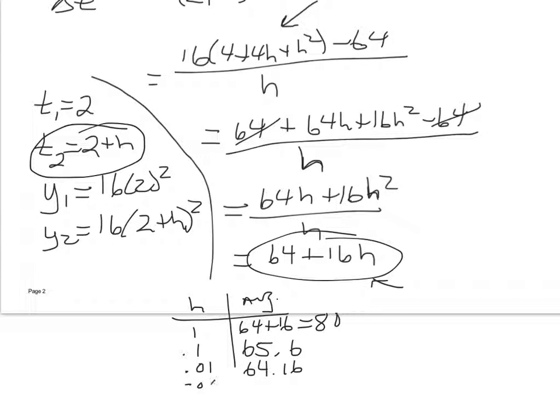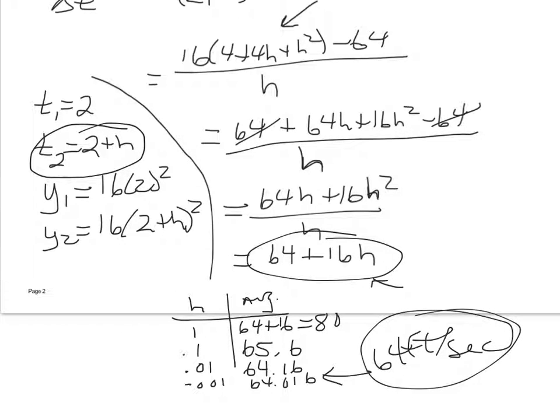And if I do it even smaller, I get 64.016. And you can keep going, but you see we're getting really darn close to 64 feet per second. Turns out that is exactly the speed, not the average speed, but the instantaneous speed at 2 seconds. And we're going to use that idea that we get closer and closer to the actual value if we take smaller and smaller delta t's, or time elapsed, to be able to tell that.